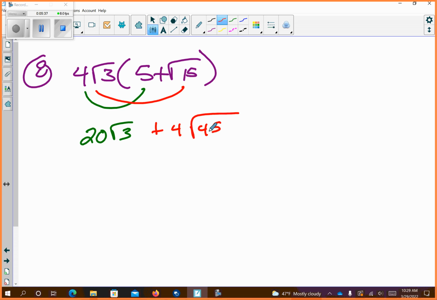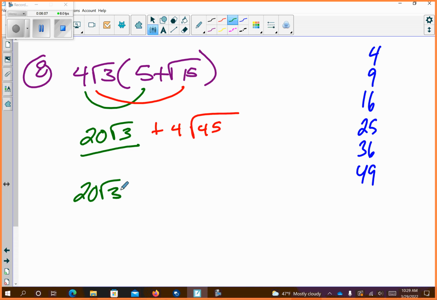Okay, now we can start breaking some things down. So I'm going to make my perfect squares. 1 times 1 I don't worry about. 2 times 2, 3 times 3, 4 times 4, 5 times 5, 6 times 6, 7 times 7. That's probably far enough because my number under the radical is 45. So first question, can that one be broken down any further? What do you think? No, the root 3 is just as it is. So I'm going to leave that alone for right now.